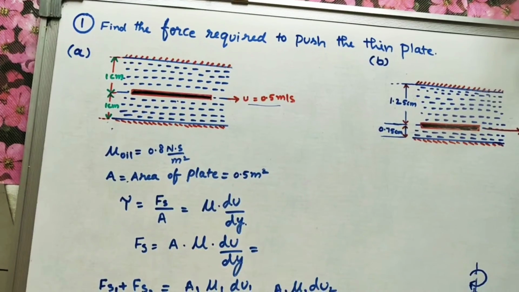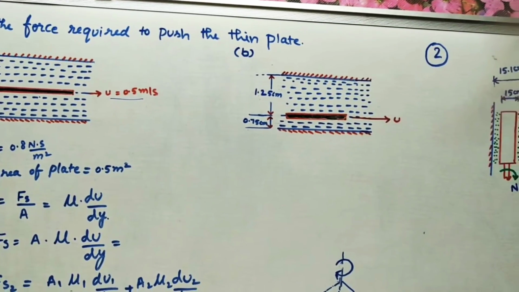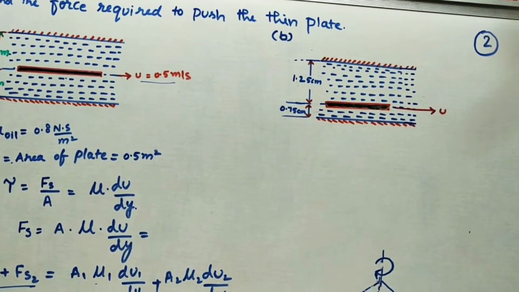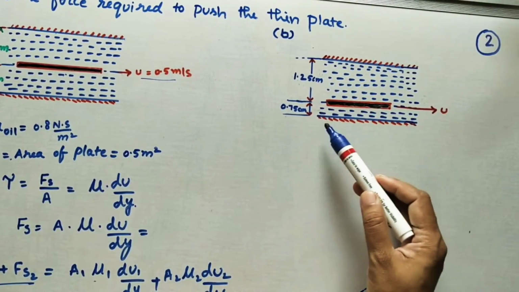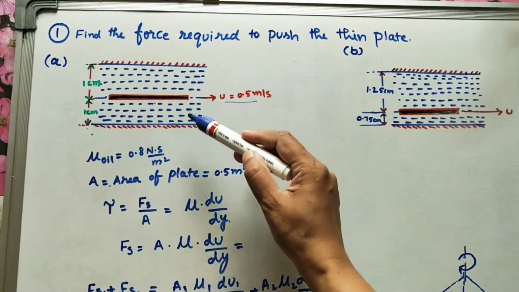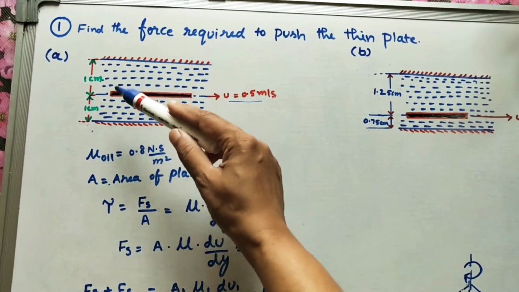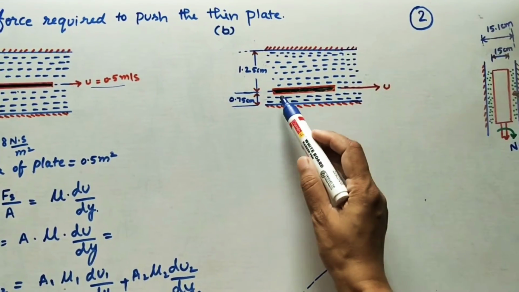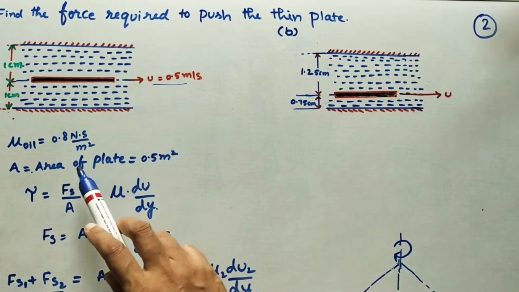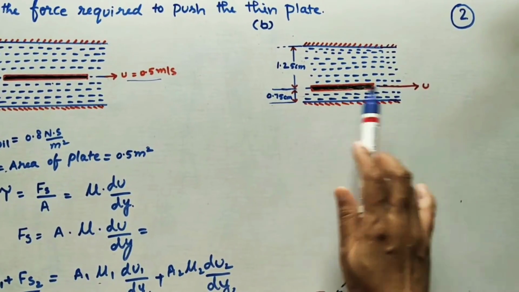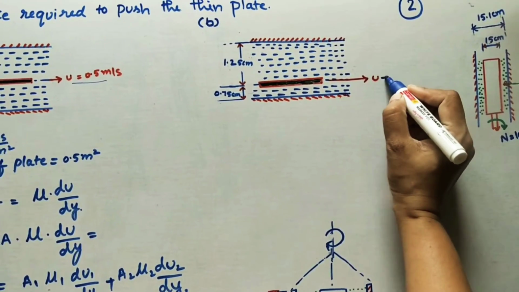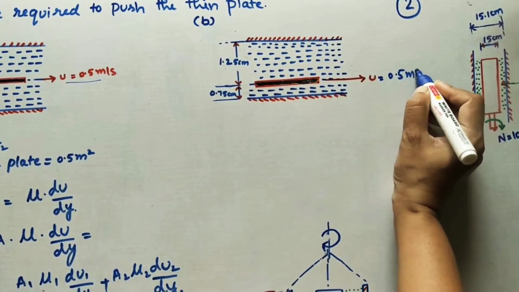Now take the same question, second one in it. Here the difference is this plate is keeping nearer to one of the fixed plates. Previously it is equal distance from this plate and this plate, 1 centimeter, 1 centimeter. Here the same plate means same values. Oil is same, area of the plate is also same, and the velocity is also same. It is given 0.5 meter per second.